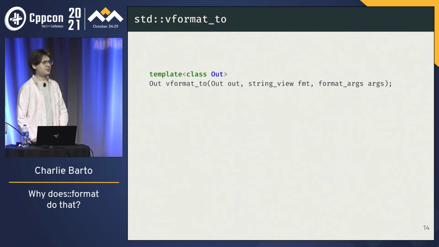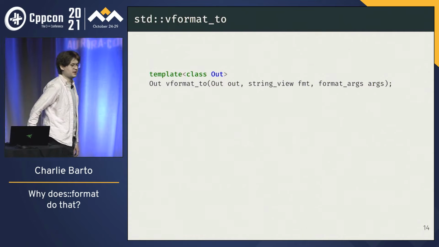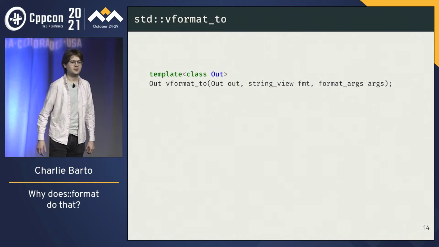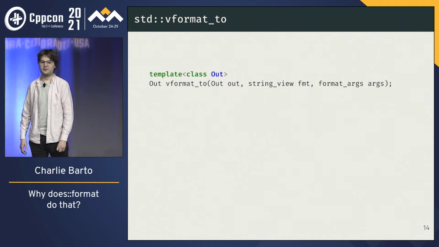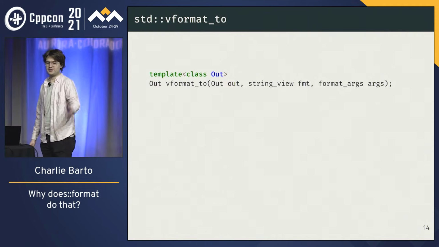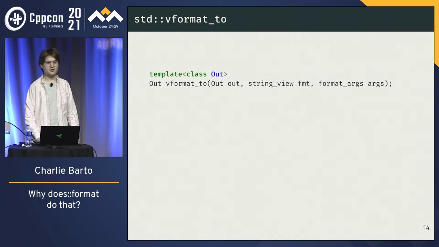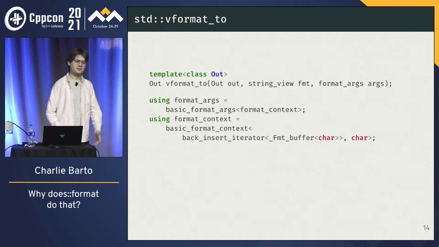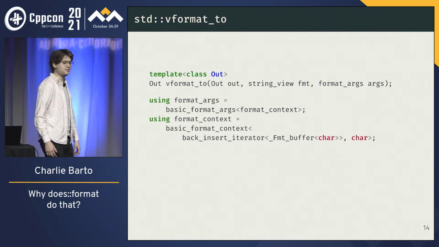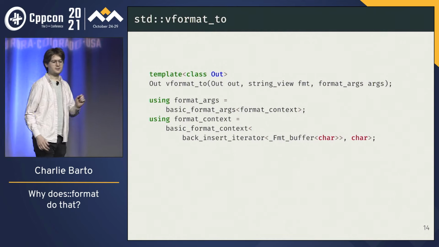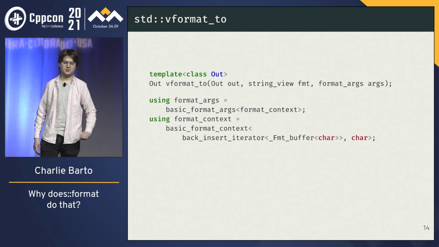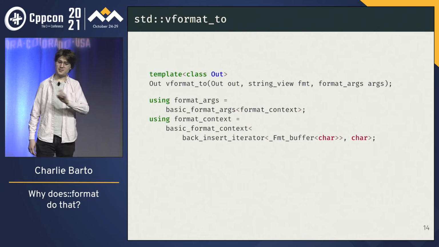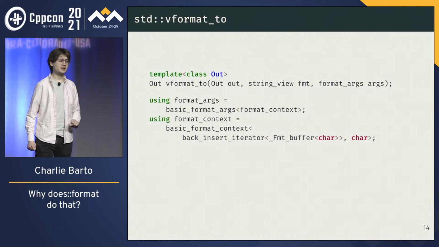All the format functions are implemented in terms of this one function, vformat2, and it takes an output iterator, a format string, and a string view. That type has changed a little bit with some of the defect reports that have been voted into the standard, but we'll get there. And then it takes this format args parameter, which is a new type that the standard specifies. The important thing to notice here is that format args depends on the back insert iterator. And you'll notice that that's a format buffer. That's not the output iterator. We'll get to why that is.